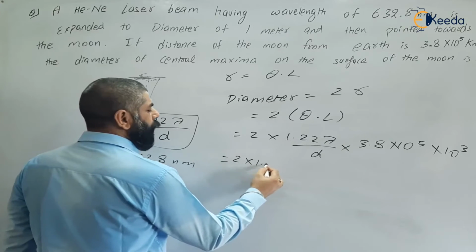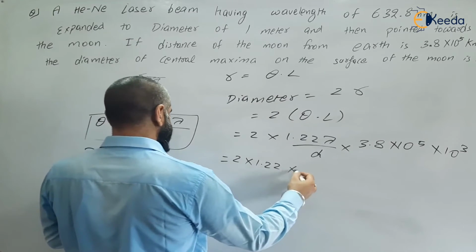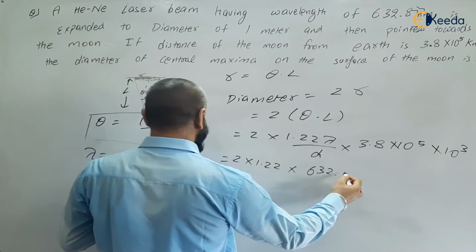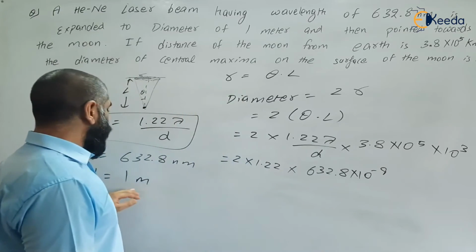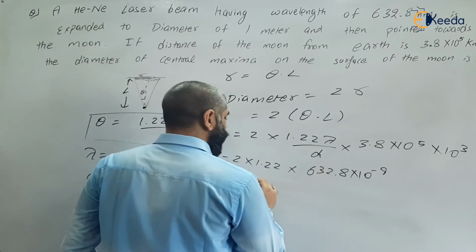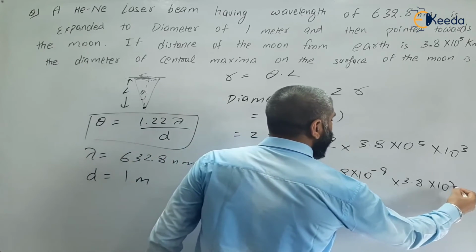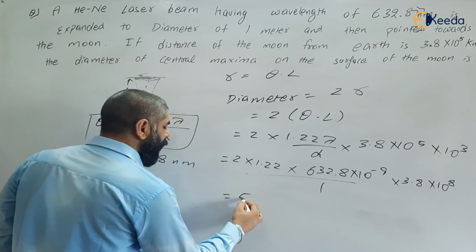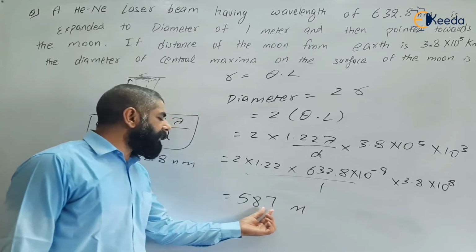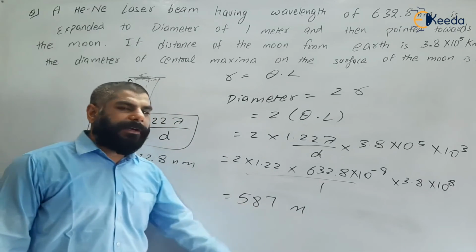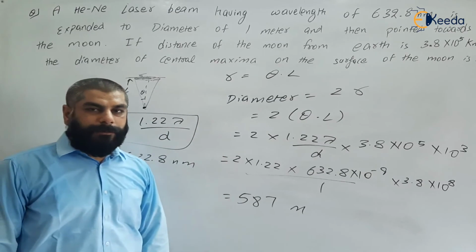Now 2 into 1.22 into the value of lambda, 632.8 nanometer, converted into meter, divided by the diameter 1 meter, into 3.8 into 10 to the power 8. If you solve this, it comes out to be 586 point something, which rounds off to 587 meters. So this is the diameter of the circular spot on the surface of the moon. Thank you.